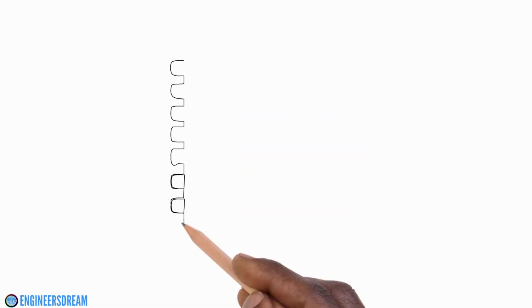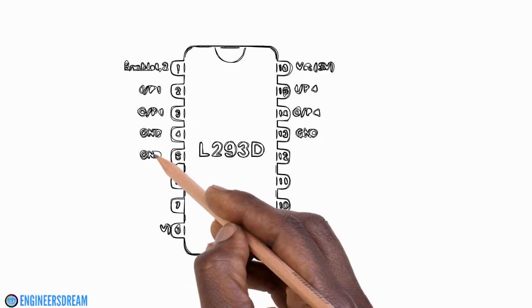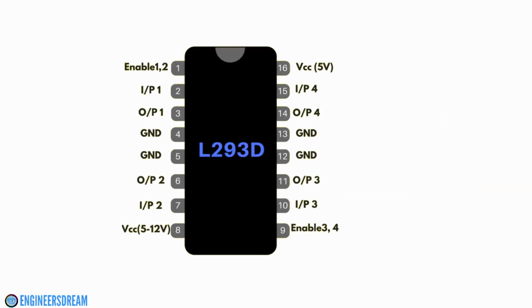The L293D IC is a 16-pin IC, out of which 4 pins are input pins and 4 pins are output pins. Pin number 2, 7, 10 and 15 are input pins, and pin number 3, 6, 11 and 14 are output pins. You can also see it consists of 4 ground pins, that is pin number 4, 5, 12 and 13. Pin number 1 and 9 from this IC is called as enable pin, which requires 5 volts of power for operation. Pin number 16, which we can call as VCC pin, also requires 5 volts of supply.